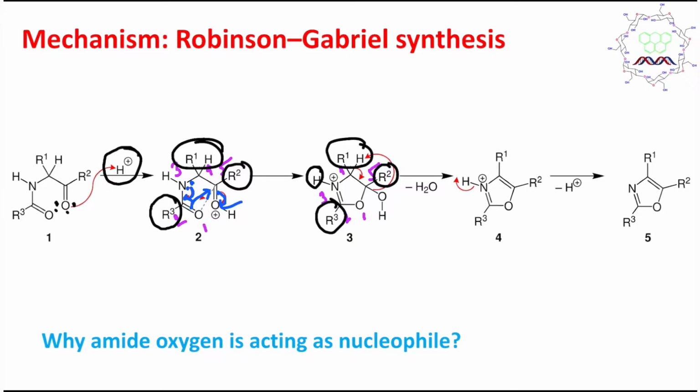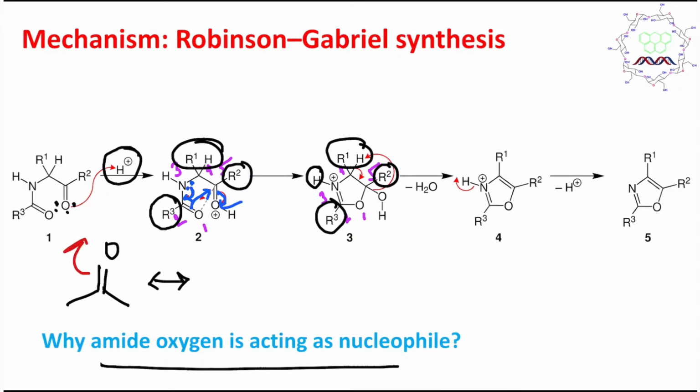Now a question is, why is the amide oxygen acting as a nucleophile? You can understand this by comparing ketone versus amide. This ketone has a canonical form you can consider, so it can open and produce O minus and the carbon will have a plus, and that's why this carbon acts as an electrophile, and this oxygen can act as, you can consider, a nucleophile or base.